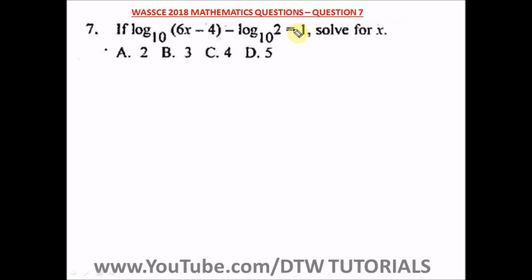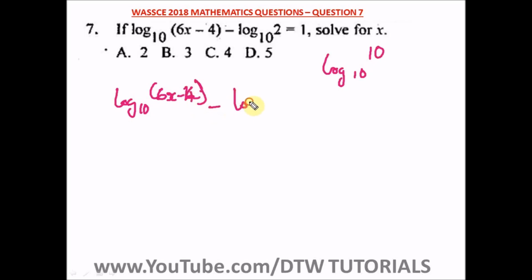Okay, when you have a 1 here, it also means what? Log 10 raised to power of 10, which will give us 10. Okay, so we have here log 10 bracket 6x minus 4, then minus log 10 2 is equal to what? Log 10 10. Okay, so from here, log 10 minus log 10 2 will give us what?